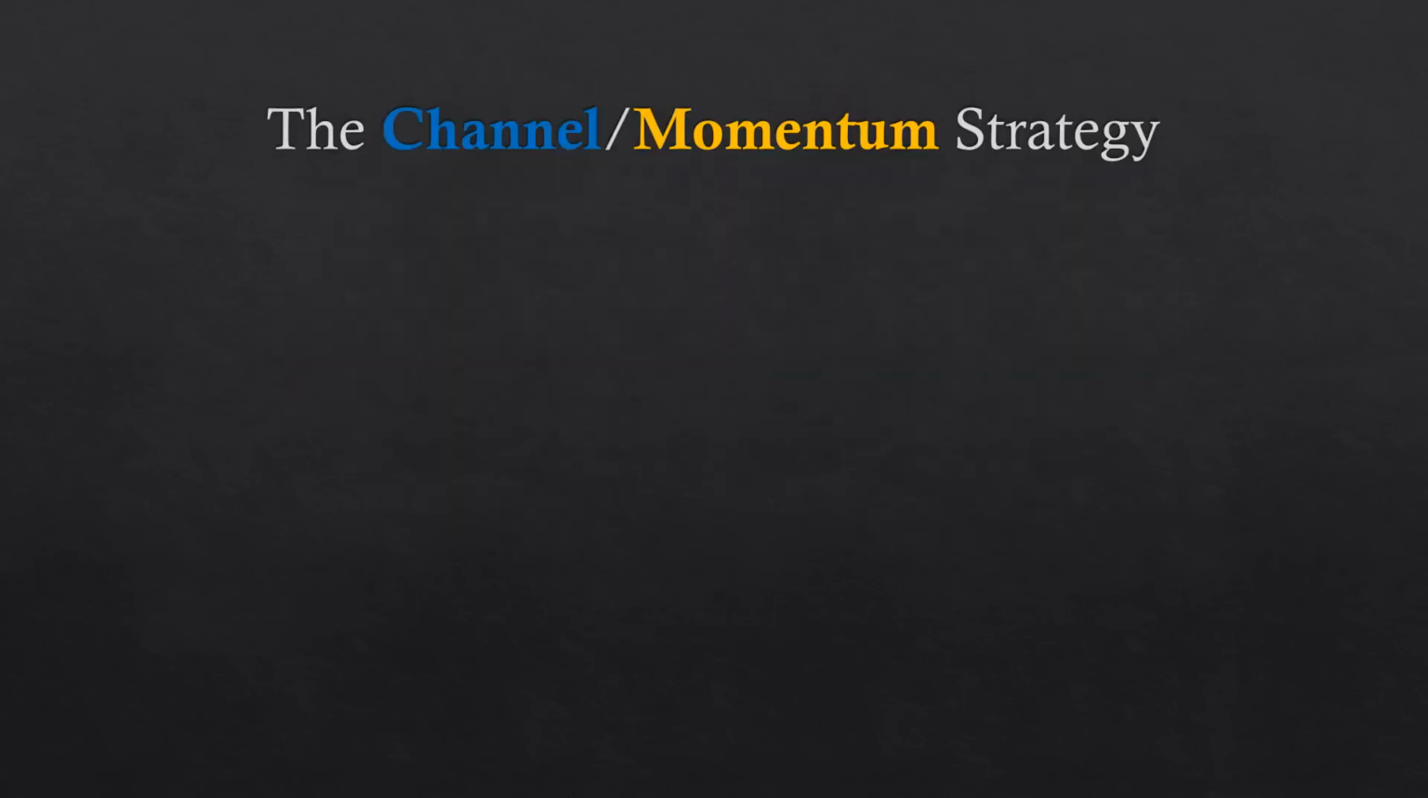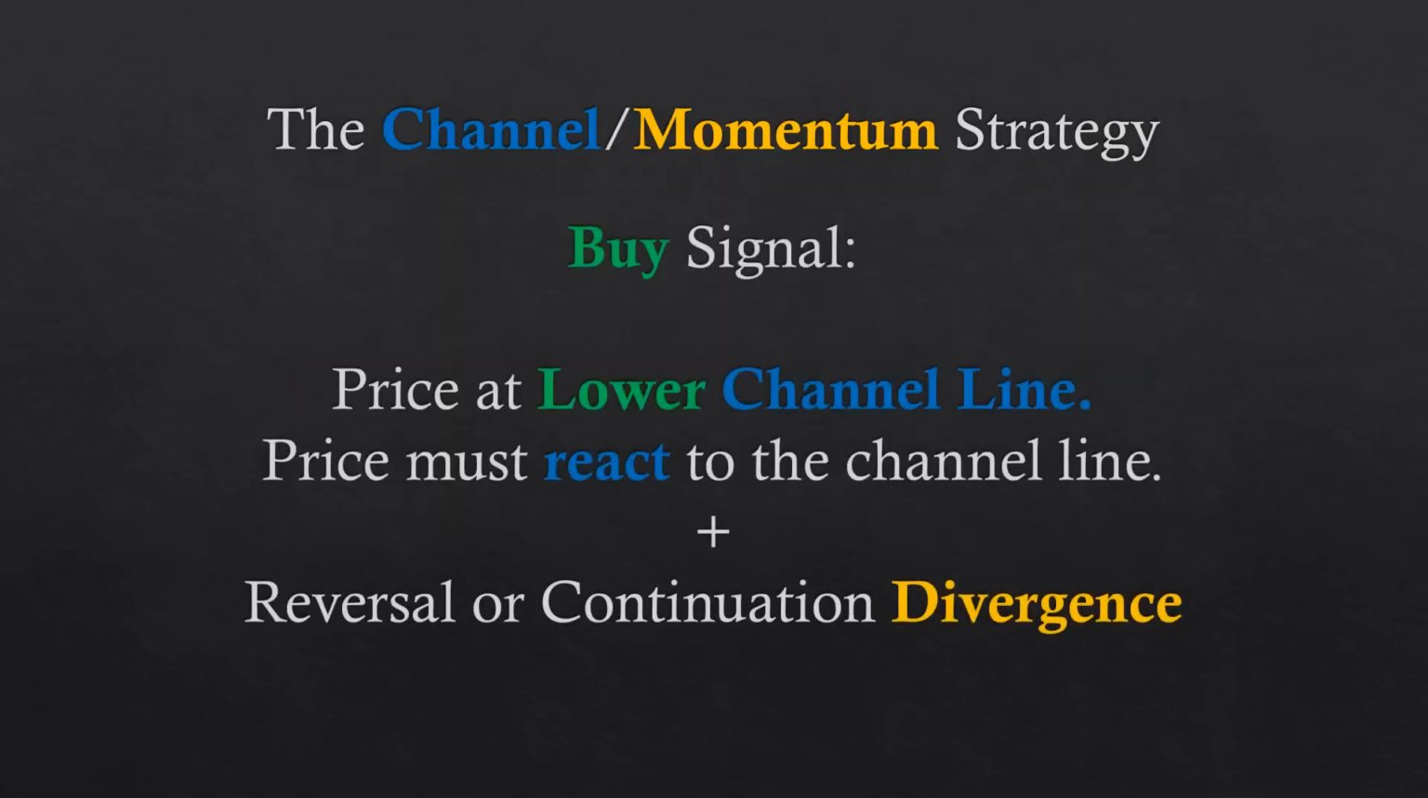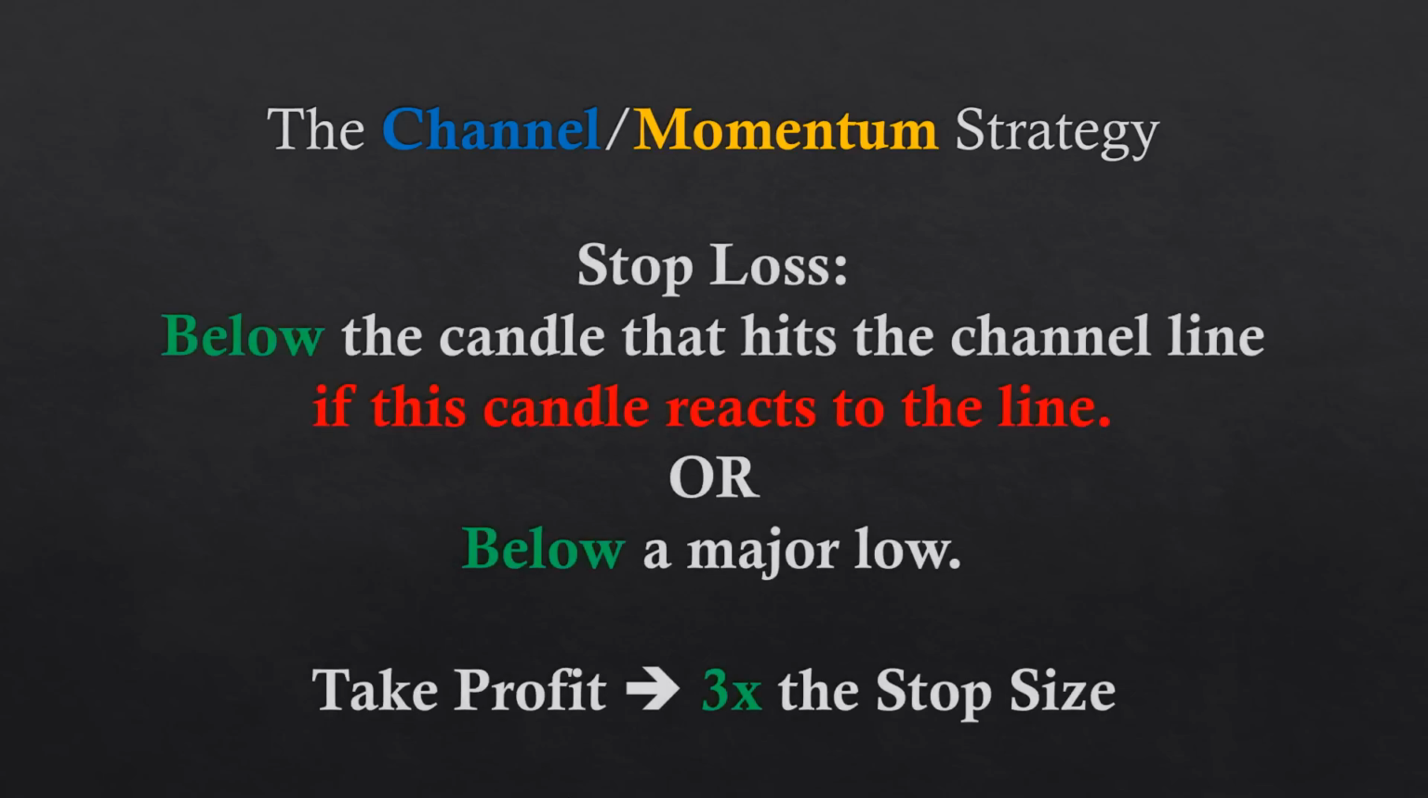For a buy signal, price will hit the lower line of the simple channel. Ideally, you want to see price showing some sort of reaction to the channel line, and then you check if the RSI is displaying a bullish reversal or a bullish continuation divergence. The stop loss order can be placed below the candlestick that hits the channel line if this candlestick shows some sort of reaction to the channel line.